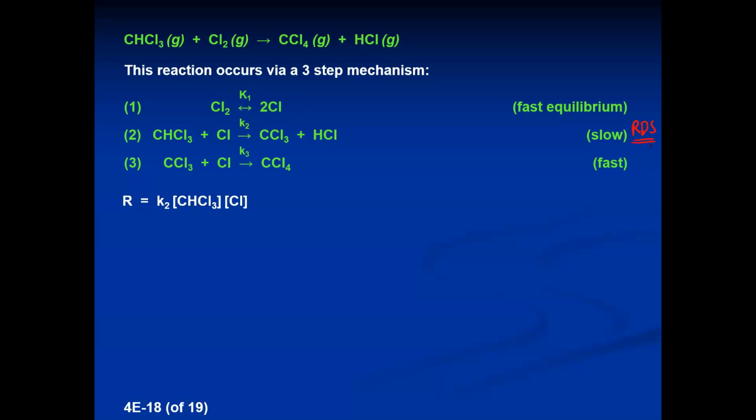Okay, so remember this. If there's a rate determining step, the one before it goes backwards and forwards. So that means the rate going forwards equals the rate going backwards. And so we can say that K1 times Cl2 equals K-1 times Cl squared. This means this. Again, because it's going forwards and backwards.